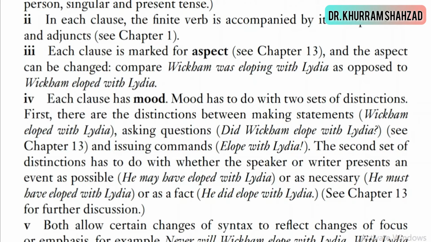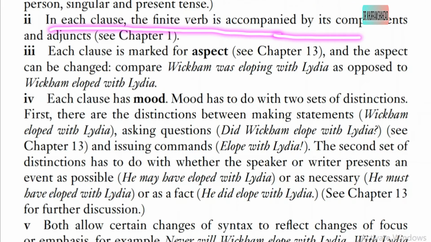Number 3 is, in each clause, the finite verb is accompanied by its complements and adjuncts. Of course, complements I will be dealing with in my next videos, and adjuncts or complements, both of them are being discussed with the help of prepositional phrases. Usually we have got time adverbials here or place adverbials here.